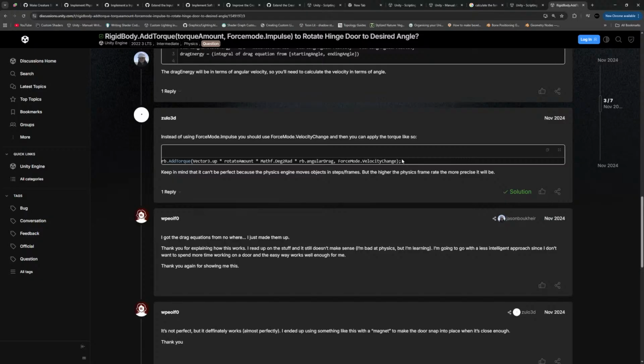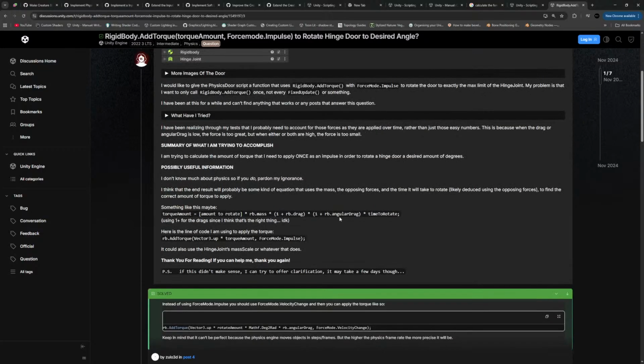Okay, let's try this one. We already have the rotate amount in. Let's see, one sec. Rotate amount.